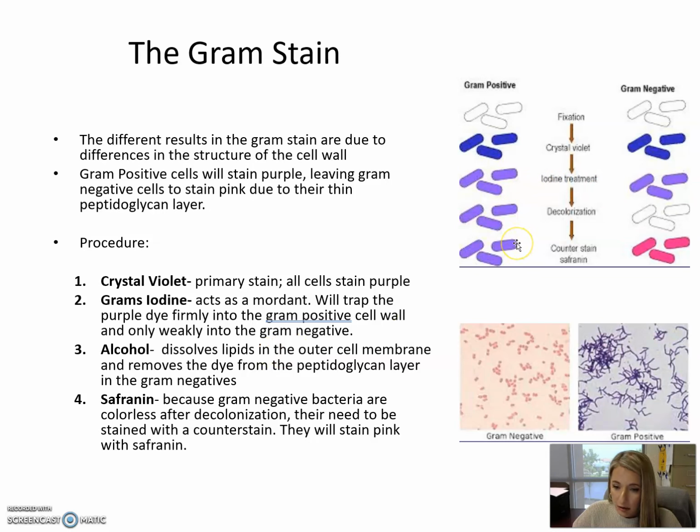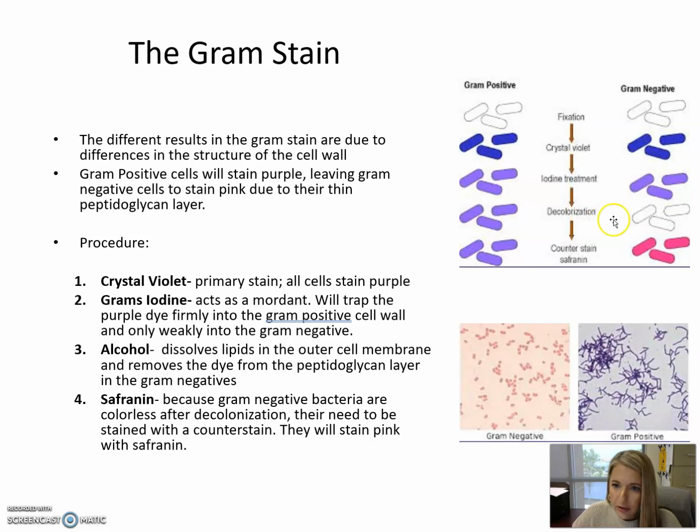Then we rinse with alcohol, which is the most important step. This is the decolorization step, and it is what's going to separate gram-positive bacteria from gram-negative bacteria. When you rinse with alcohol, the gram-positive bacteria will stay purple. They have a thick cell wall, so they are able to hold on to the crystal violet even when rinsed with alcohol.